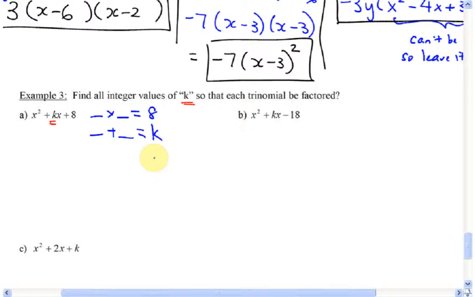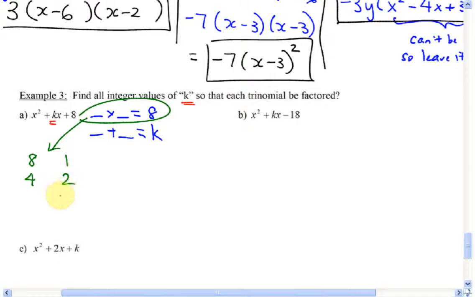Help me out, somebody. Let's look at the different combinations for multiplying to 8. Someone help me out. What's the first one, you know? 8 and 1. Good. Both of them are positive. What else is there? 4 and 2. Good. What else is there? That's it?